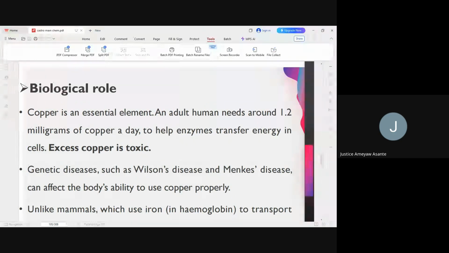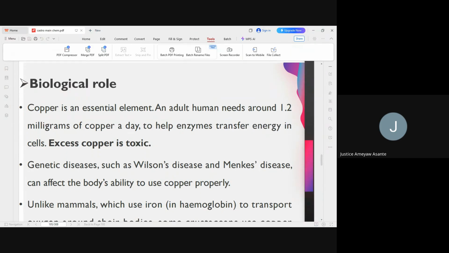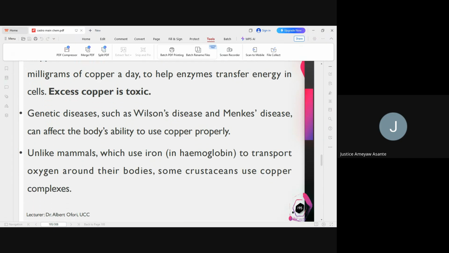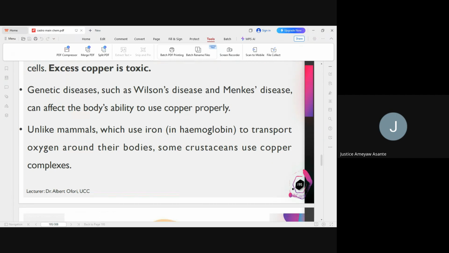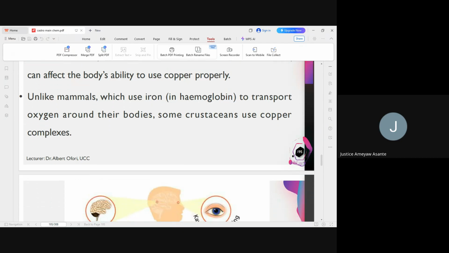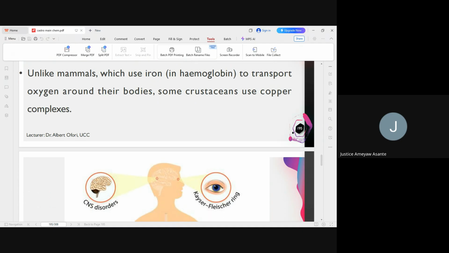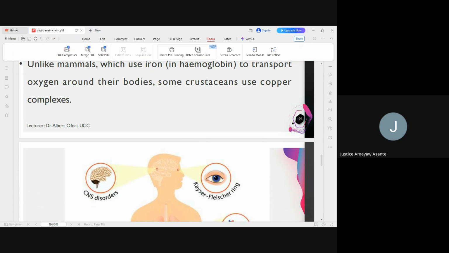Biological view of copper. Copper is an essential element. On average, men use around 1.2 milligrams of copper a day to help enzymes transfer energy in the cell. Excess copper is also harmful. Genetic diseases such as Wilson's disease and Menkes disease can affect the body's ability to use copper properly. Unlike humans, who use iron in hemoglobin to transport oxygen around their bodies, some crustaceans use copper complexes.